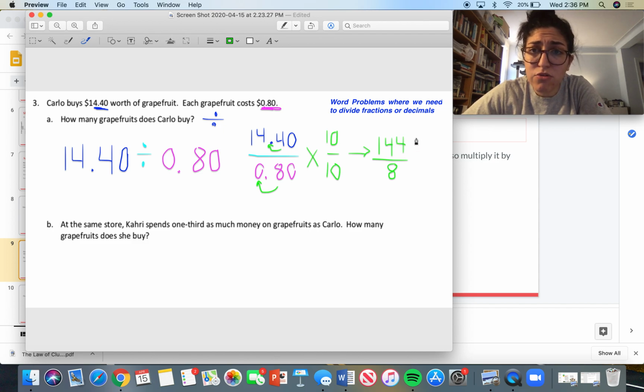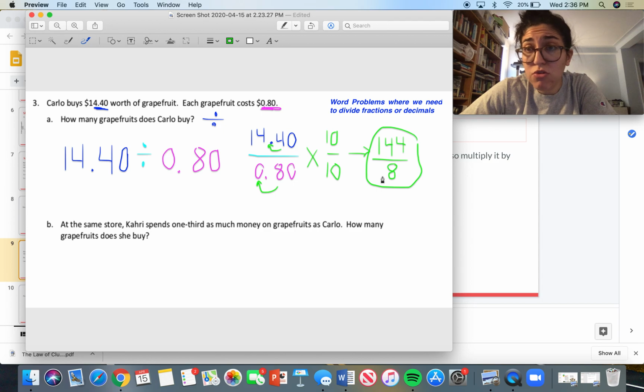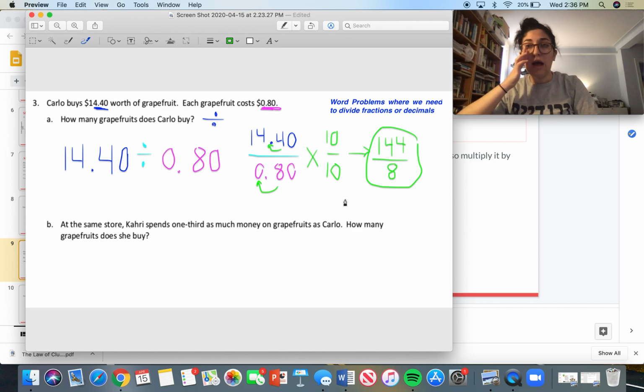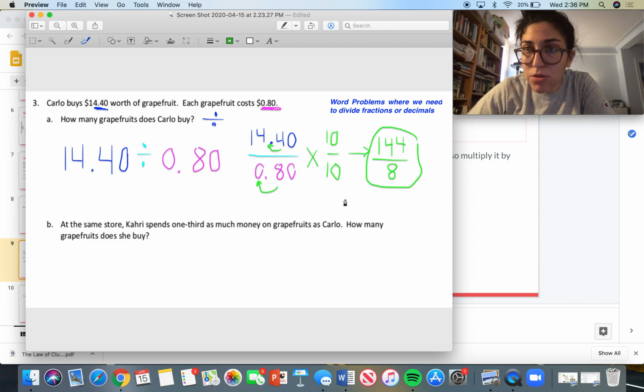Now, why is that helpful? Well, if you'll notice, my problem, without actually changing anything, no longer has a decimal in it. And I know how to do this. And if you don't know how to do it with the standard algorithm, that's fine. Now I have something I can work with more comfortably. I can do 144 divided by 8. And I can do that by making a tape diagram, making 144, and making groups of 8. I can use the standard algorithm.